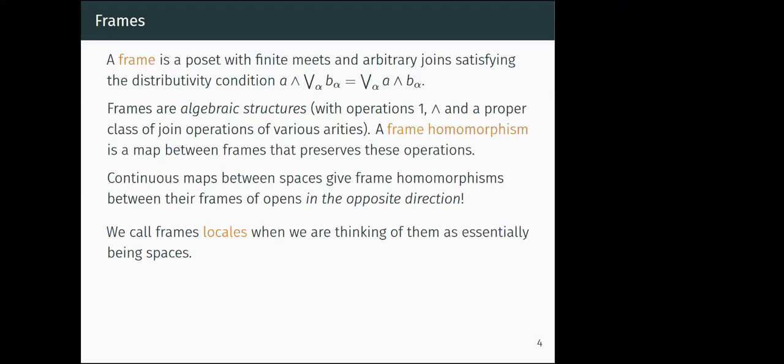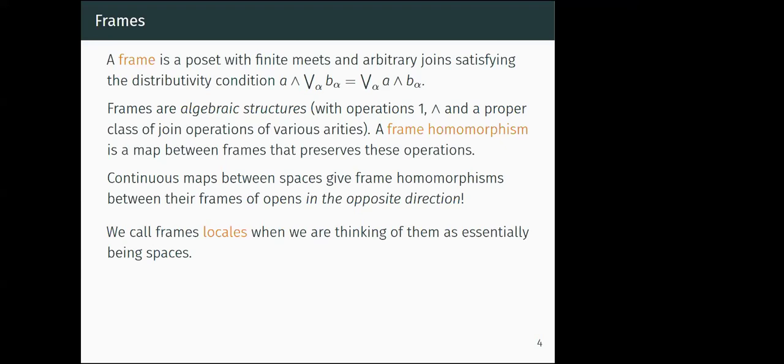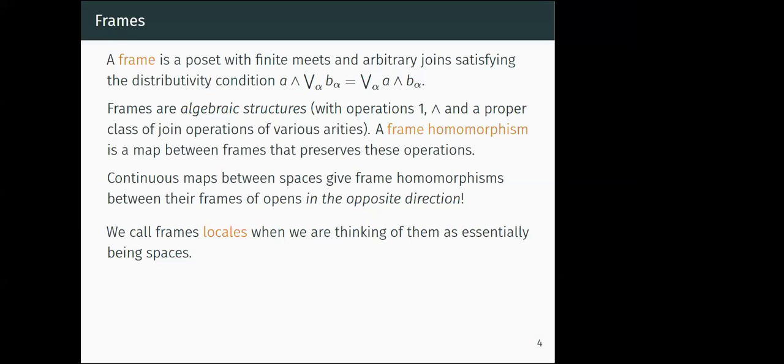Graham, I have a question. Yes. So you were saying that frames are monadic over set. Yes. Topological spaces are not. Can you give me any vision for which frames work, but topological spaces don't?